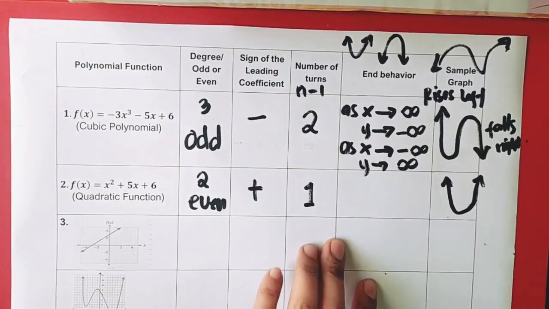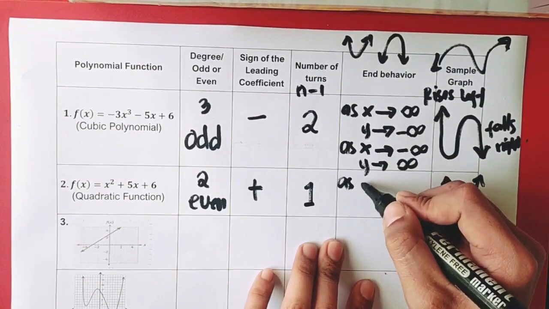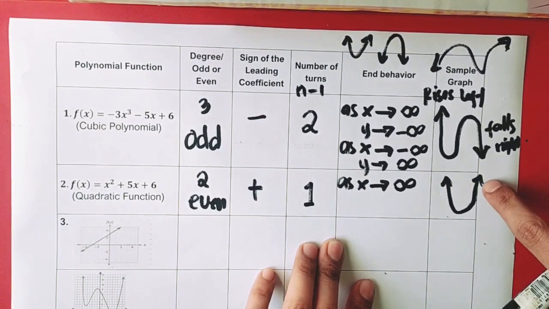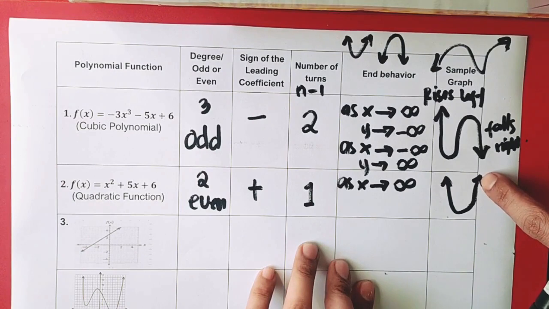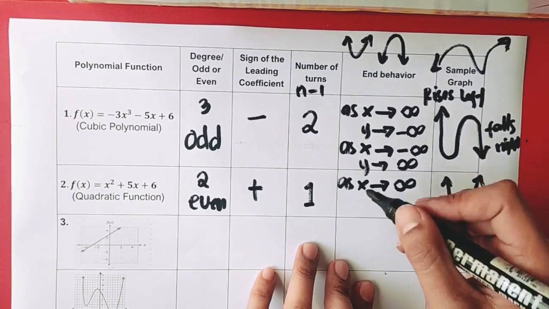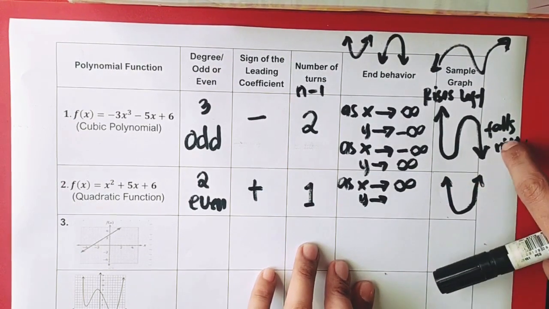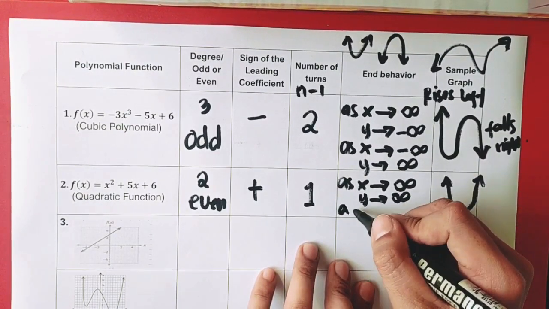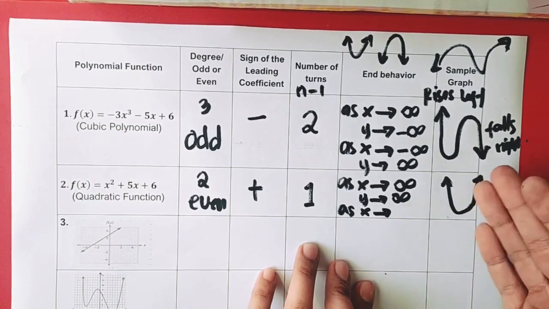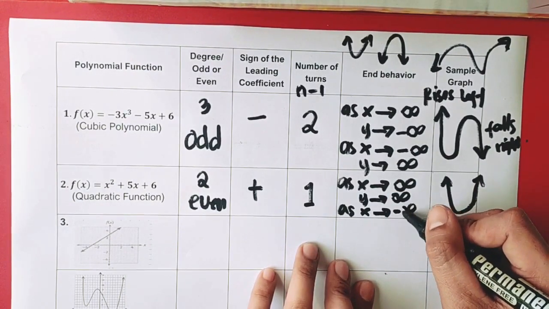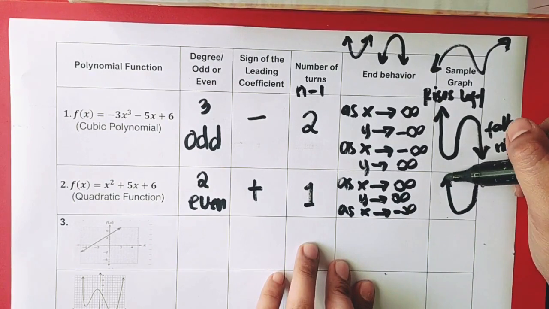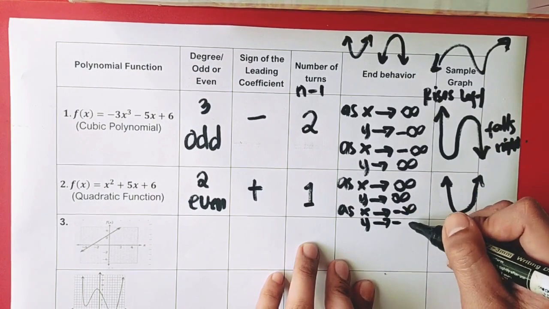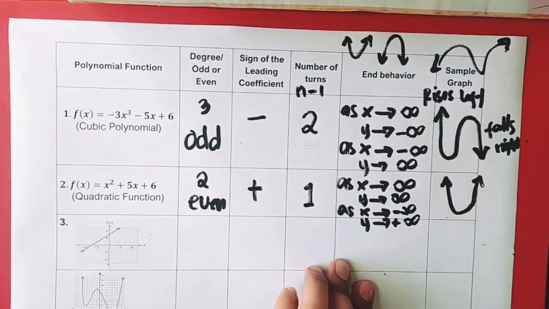So what is now the end behavior? As x goes to the right, which is positive infinity, look at the right tail. It goes up. So y goes up. What are the numbers going up? Positive infinity. Next. As x goes to the left, negative infinity, the left tail goes up. So y is also positive infinity.